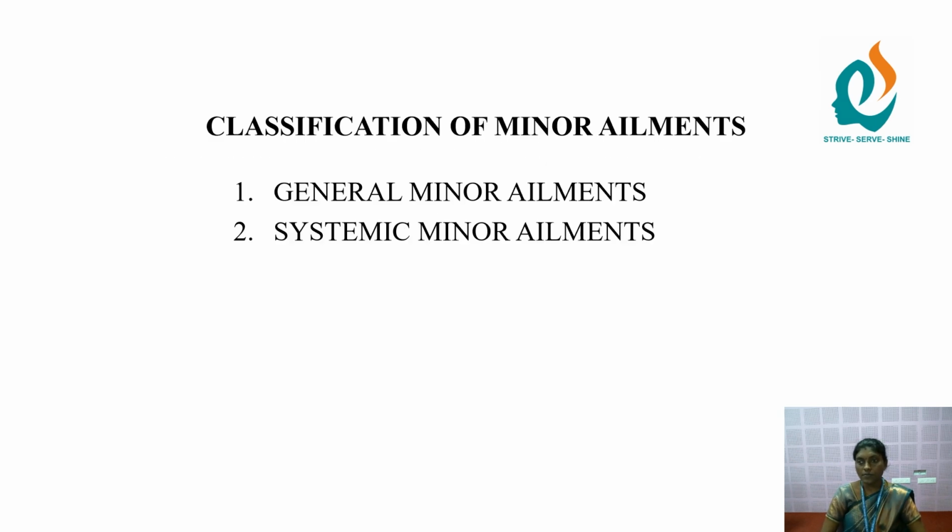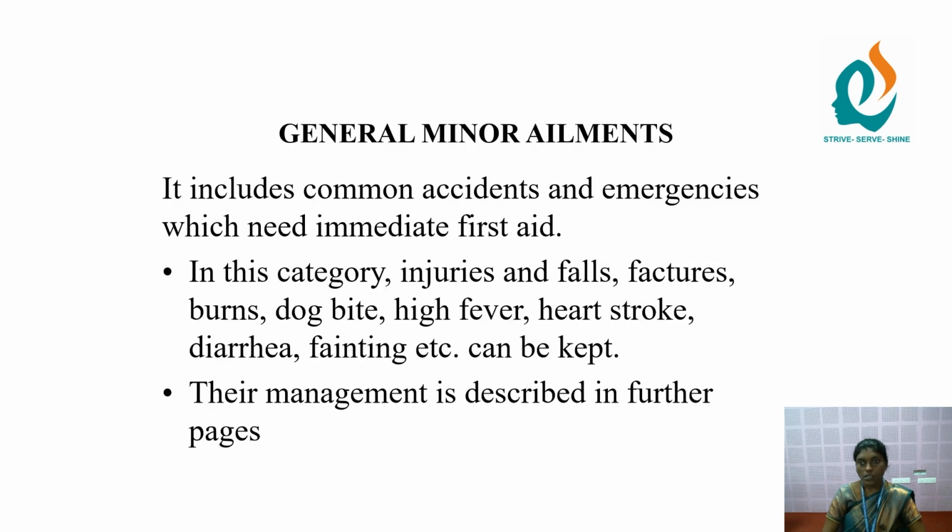What is the classification of minor ailments? General minor ailments and systemic minor ailments. General minor ailments include common accidents and emergencies which need immediate first aid. In this category, injuries and falls, fractures, burns, dog bites, high fever, heat stroke, diarrhea, fainting, etc. can be included. The management is prescribed in further pages.